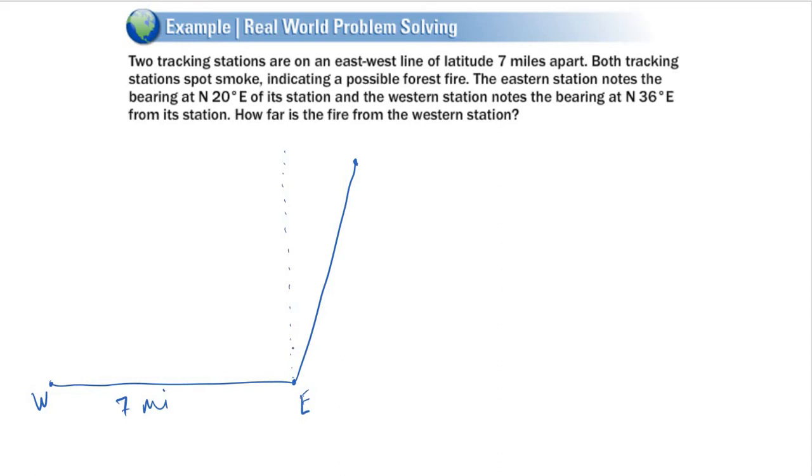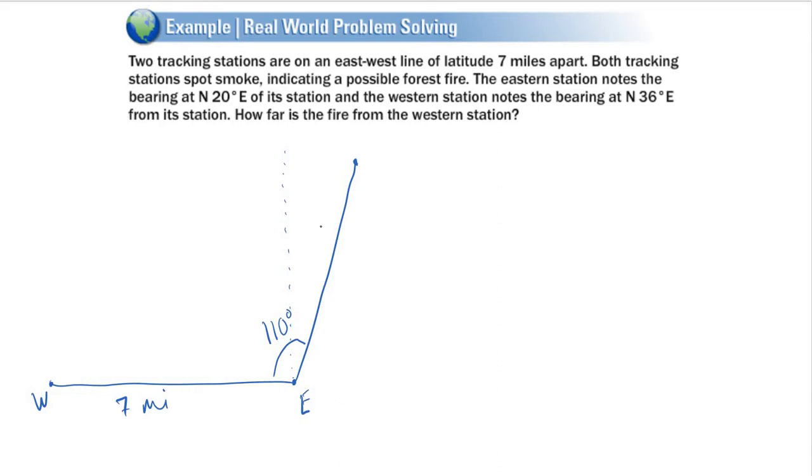So this angle here is 20 degrees, which means this whole angle would be 90 plus 20. So that's going to be more important. So this is 110 degrees. So I'm just going to label that. But can you see how that north 20 east helped me do that?